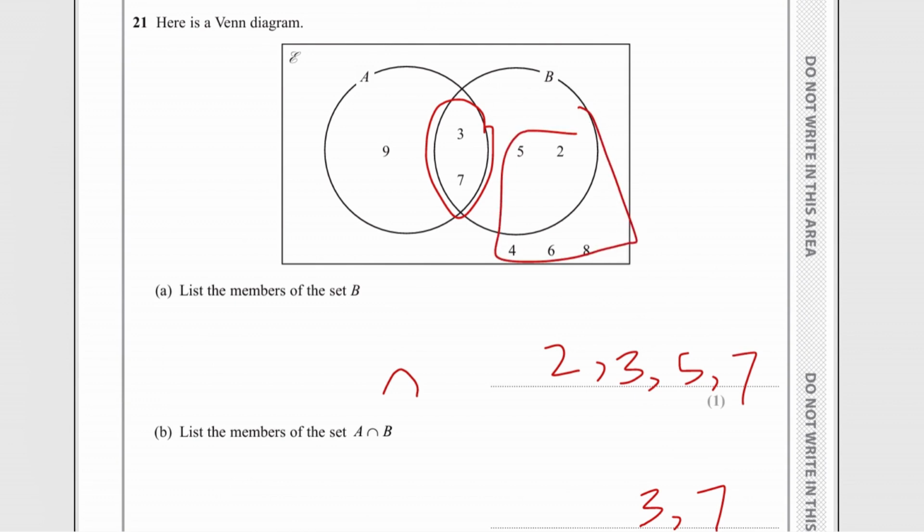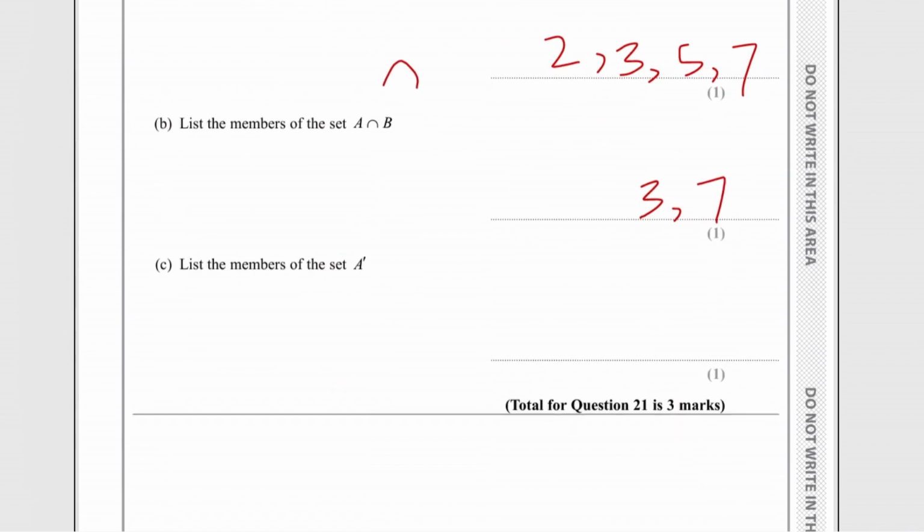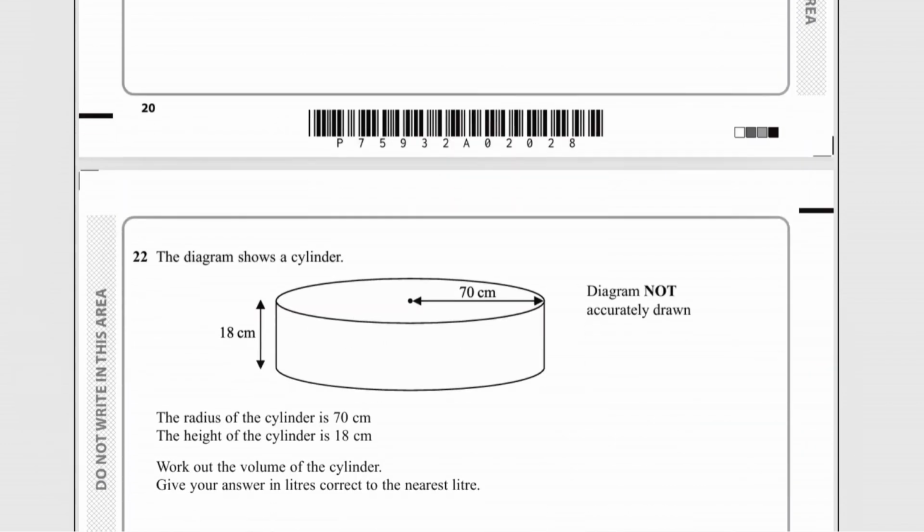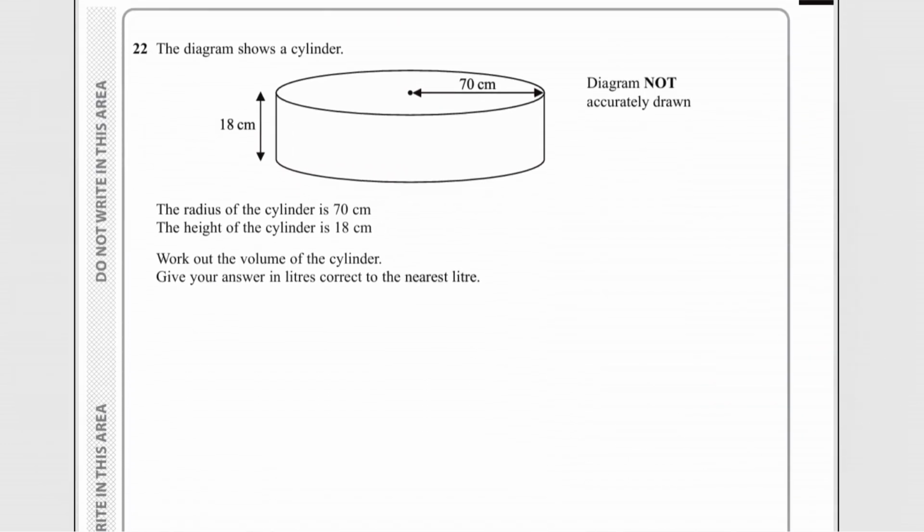So the next question says, okay, A prime. A prime are the ones not in set A. Okay, the ones not in set A, and you have 2, 4, 5, 6, and 8. I hope you understand.